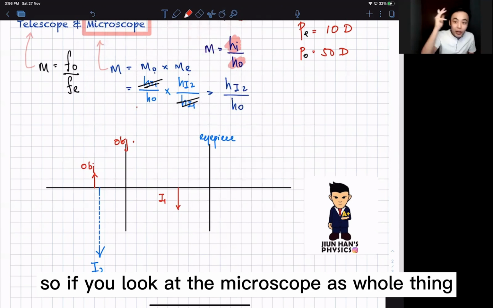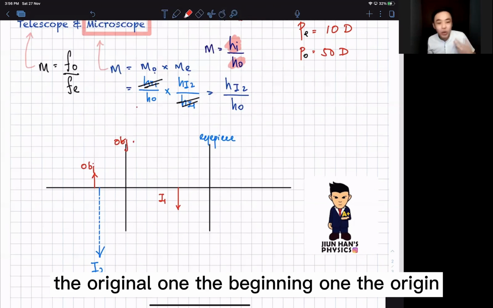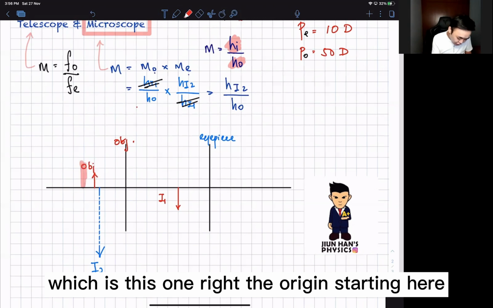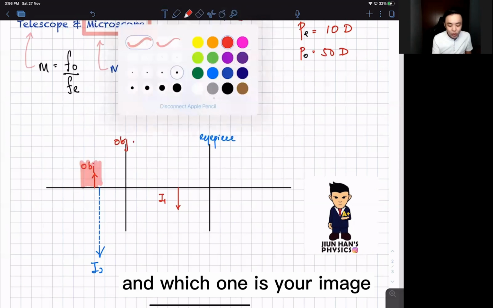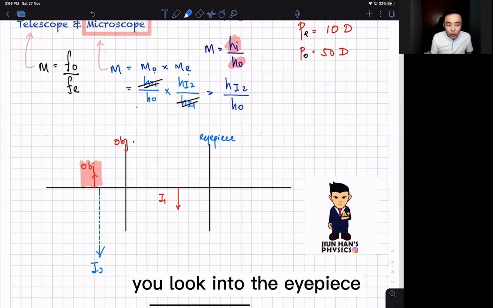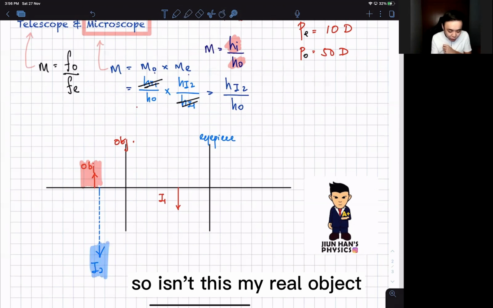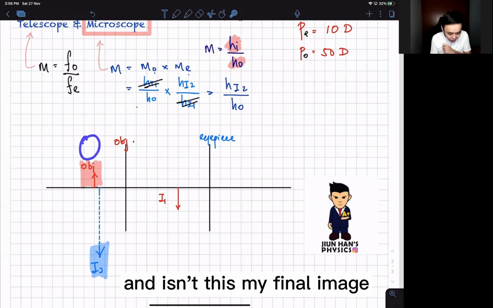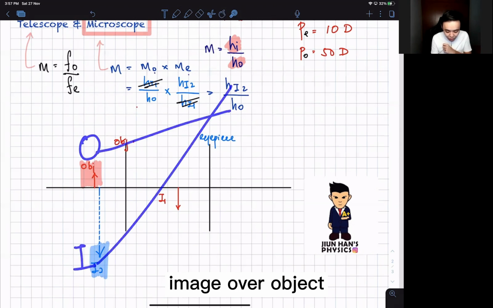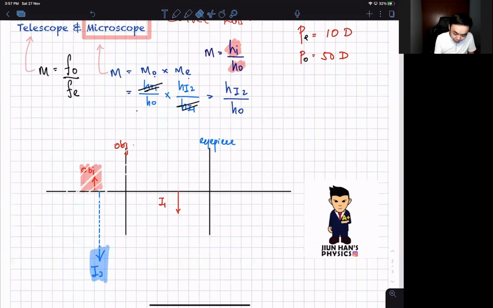So if you look at the microscope as a whole thing, which one is the object? The original one, the beginning one, the origin, which is this one. The origin starts here. And which one is your image? Actually, what did you see? Did you see I1 or not? You don't. You look into the eyepiece, you actually see I2, isn't it? So isn't this my real object, and isn't this my final image? And exactly, image over object.